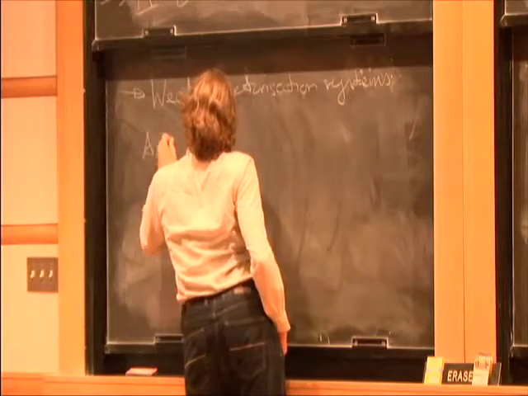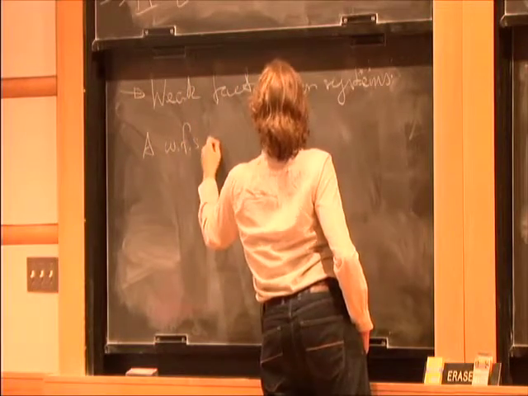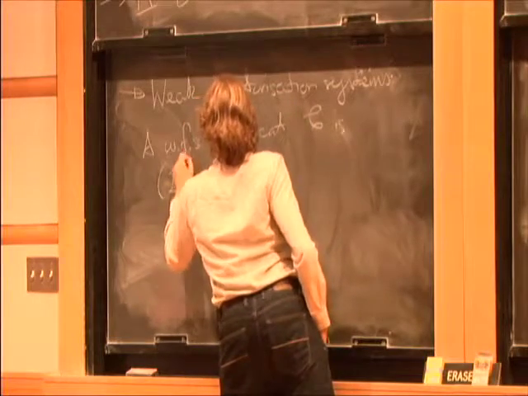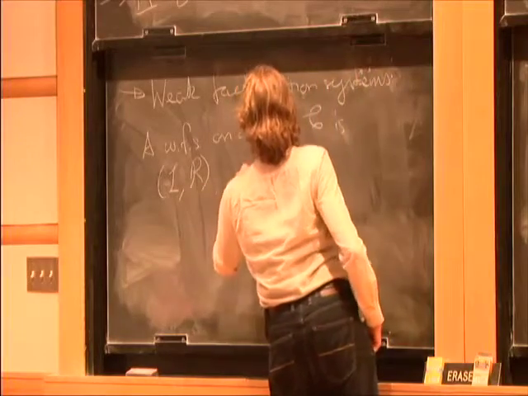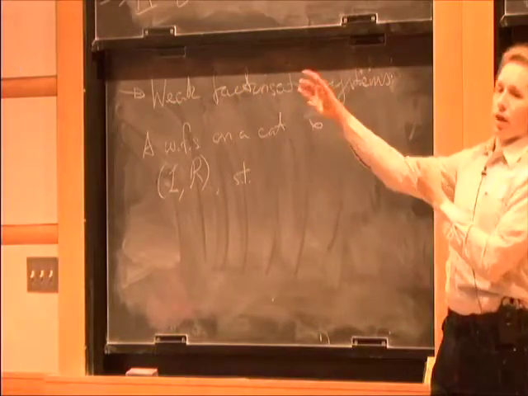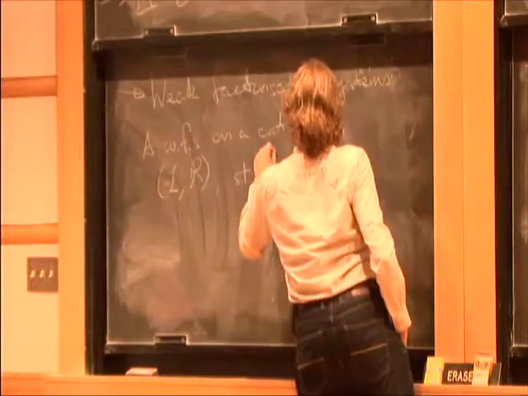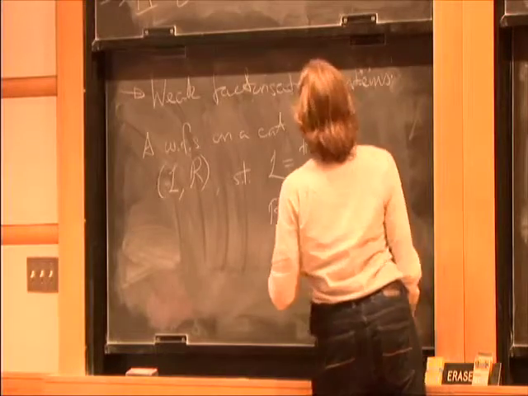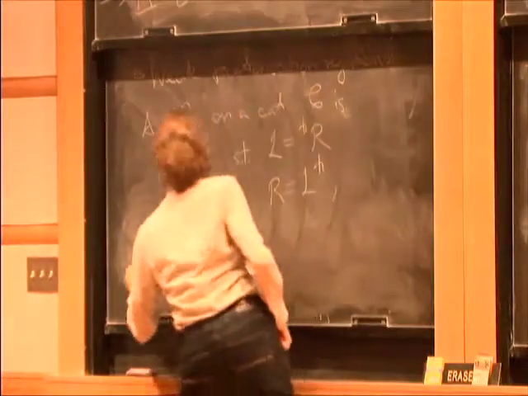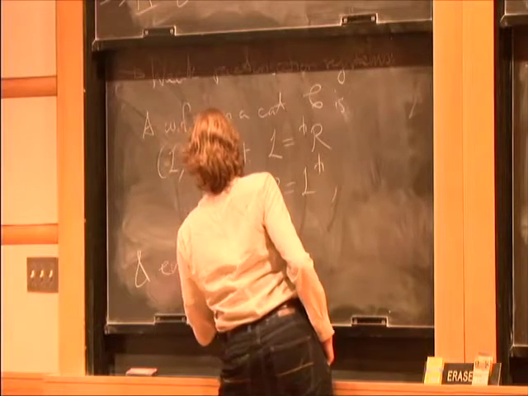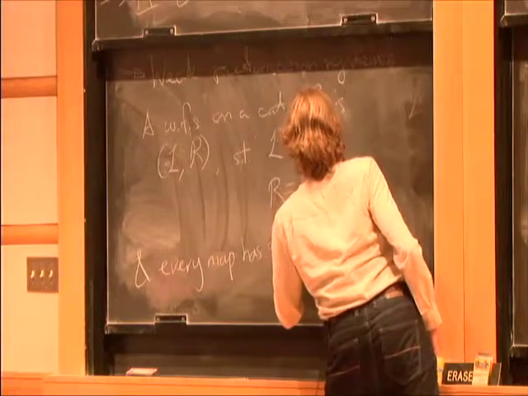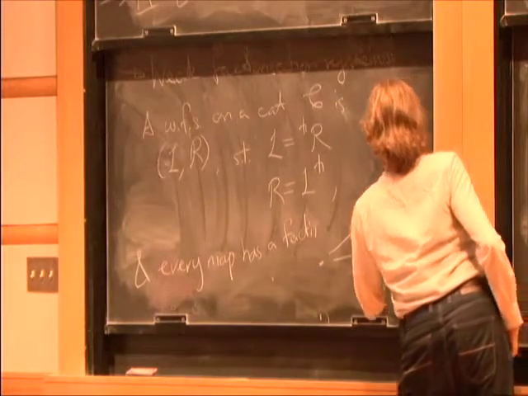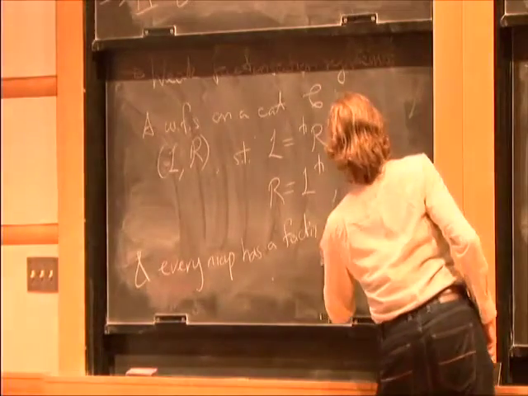So a weak factorization system on a category C is classes of maps which we call L and R. So they're related just like the fibrations and trivial cofibrations were, or the trivial fibrations and cofibrations. Each one is the set of all things orthogonal to the other one. And what's the factorization bit? Every map has a factorization as, given any map F in the category, we can factor it as a map from the left class followed by a map from the right class.